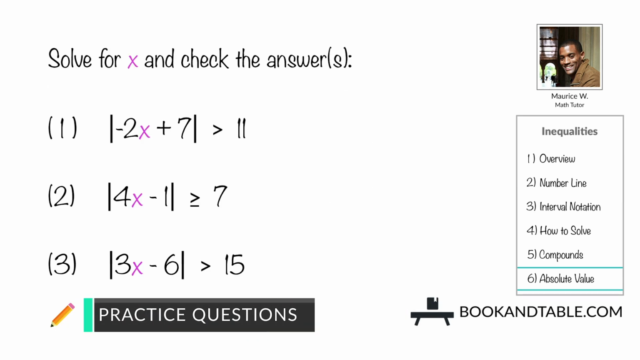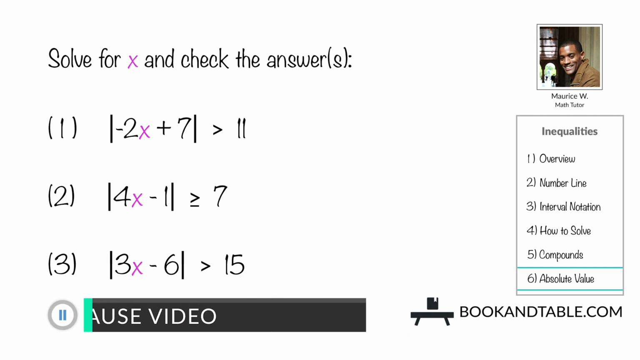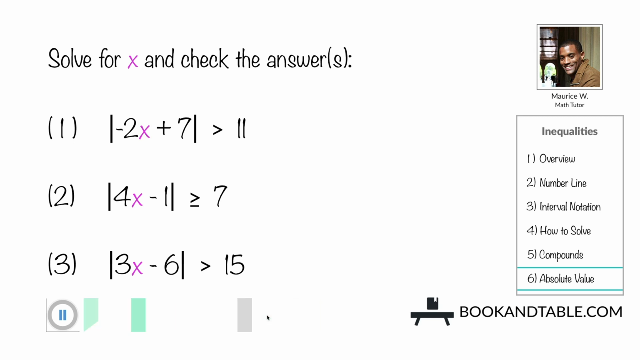Let's now have you complete a few practice questions. Solve for x and check the answers. Question number 1. The absolute value of negative 2x plus 7 is greater than 11. Question number 2. The absolute value of 4x minus 1 is greater than or equal to 7. Question number 3. The absolute value of 3x minus 6 is greater than 15. Pause the video, answer these questions, and then press play when you are ready to begin.